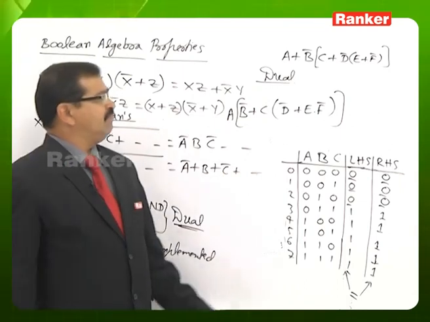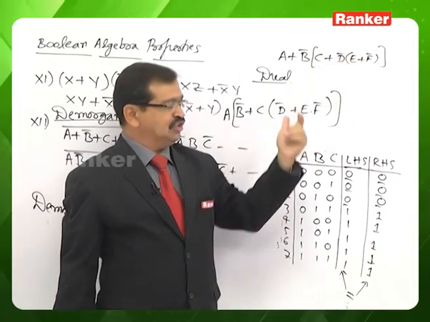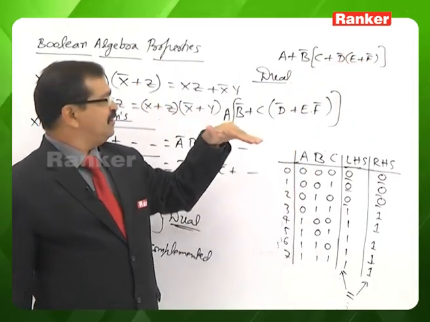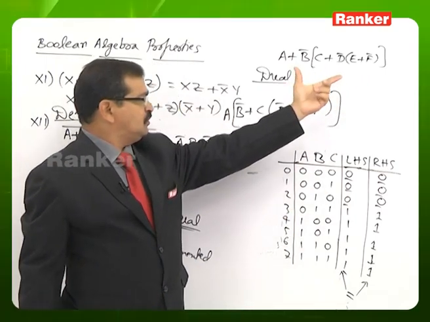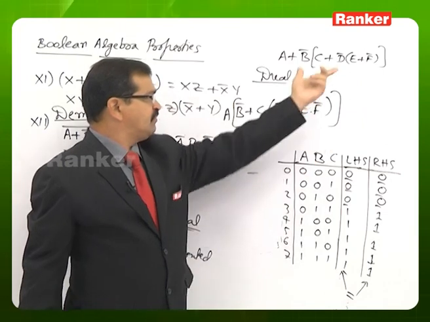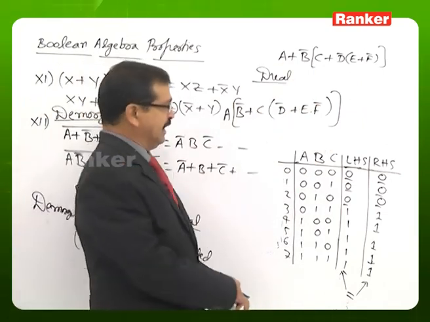And whenever we have a given Boolean expression with many parentheses and brackets like this, we need to apply the dual operation starting from the innermost parenthesis. The result we get by working from the innermost parenthesis is the dual result of this given Boolean expression.